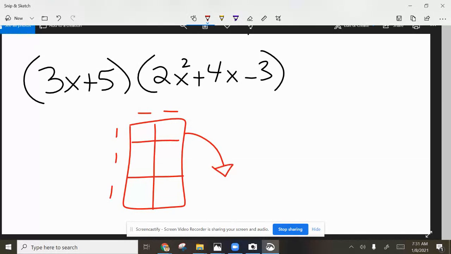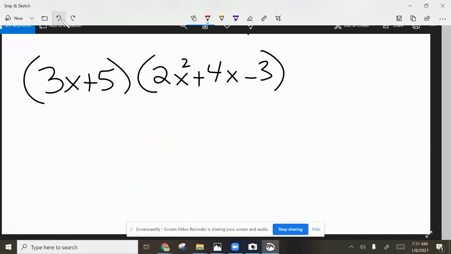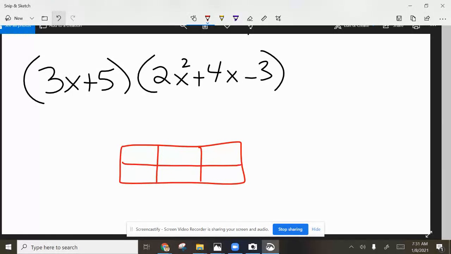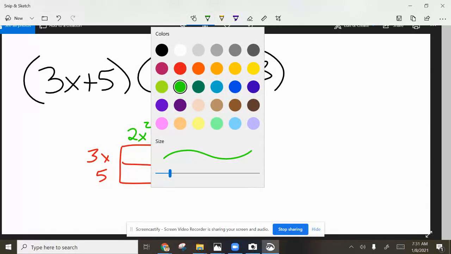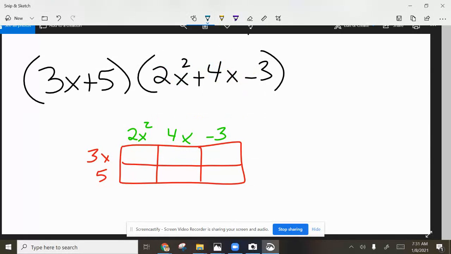Or you can set it down if you'd like, and that's what I'm going to do. I like to do it that way. It just looks a little better to the eye to me. When I set up my little area model here, it doesn't have to quite be that big, but notice that I have two spots over here for my 3x and my 5. And then I'm going to go ahead and put 2x squared, 4x, and negative 3. Same concept, just looks slightly different. And then I'm just using different colors so you can see my work a little better.